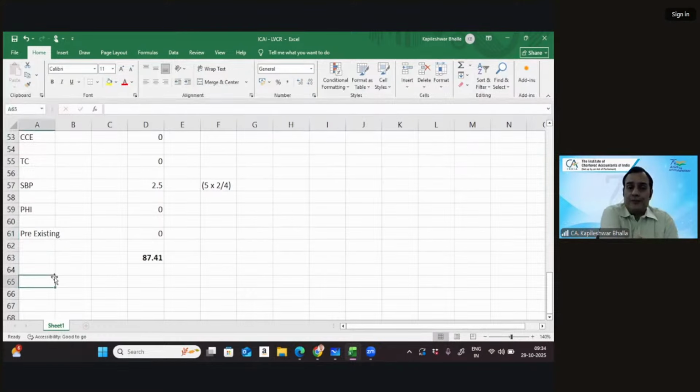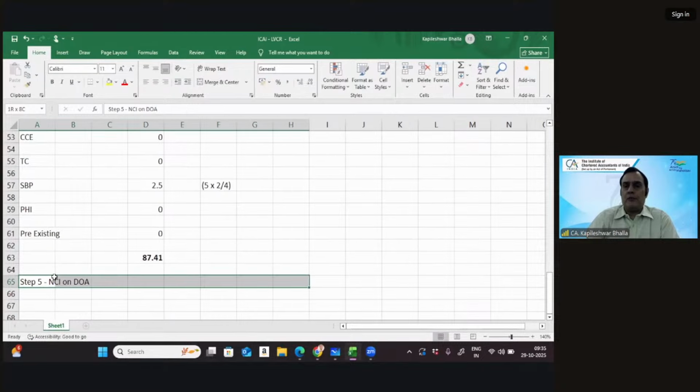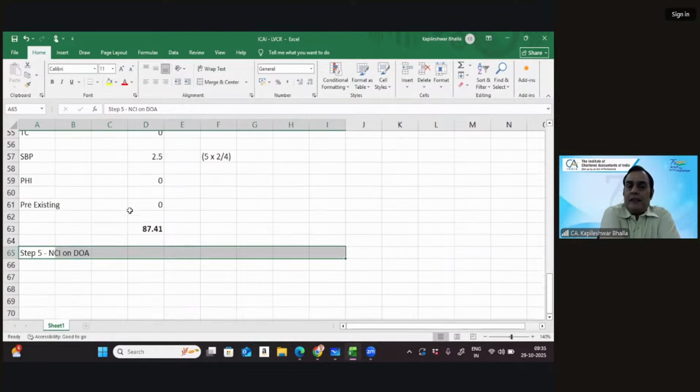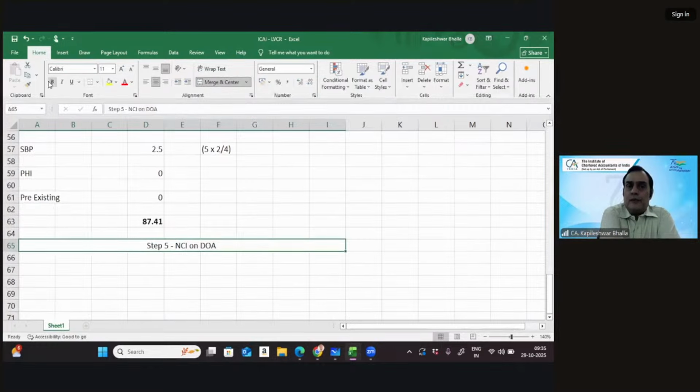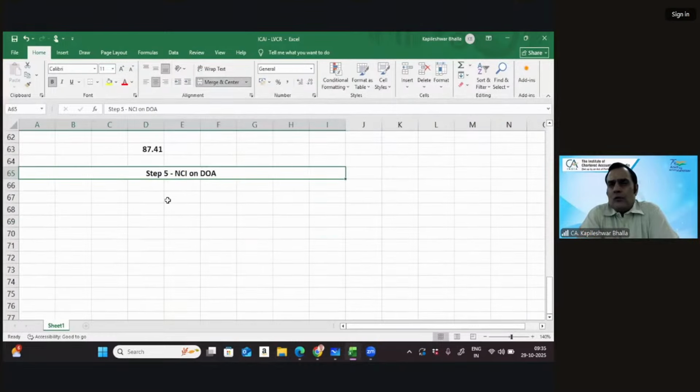Now let's go further. Now we need to go for the step number 5, and the step number 5 is calculating the NCI, that is on the date of acquisition. And I think we just need to be careful whether the NCI is being taken on the fair value or is it taken at Pasna? Right now, that also does not make much difference at this stage, because when you're considering the calculation of the NCI, we're doing everything on the date of acquisition. So whether it's at full value or partial, that is going to get impacted only when the goodwill impairment comes.